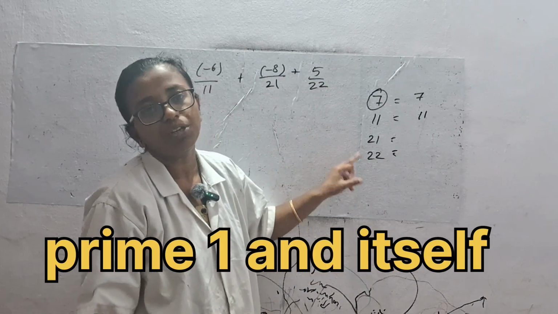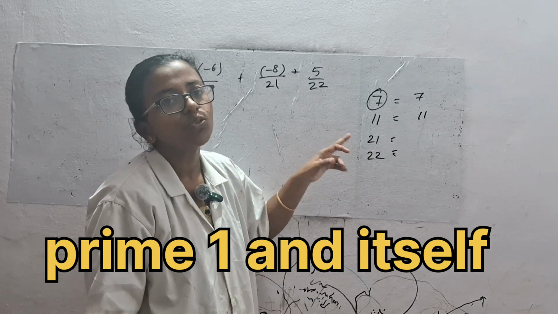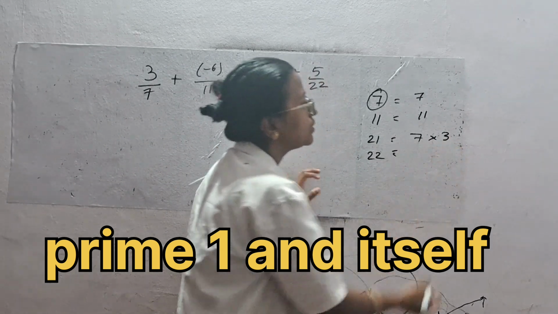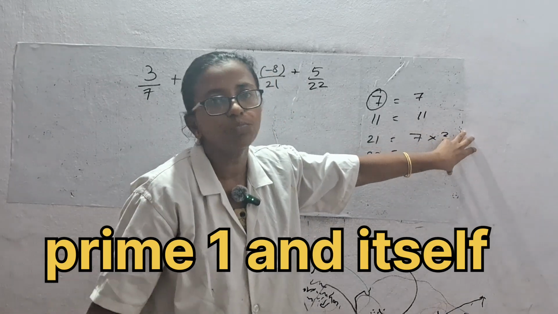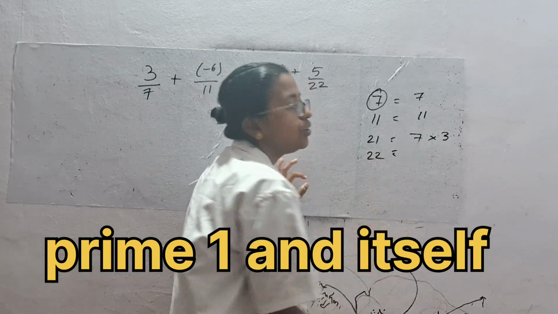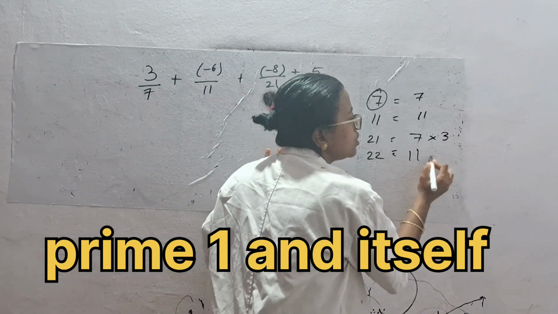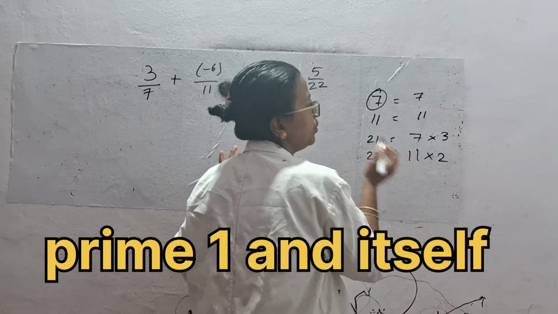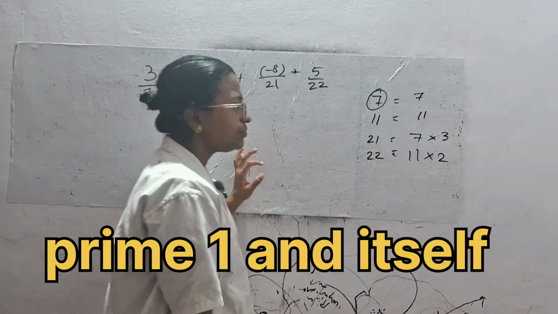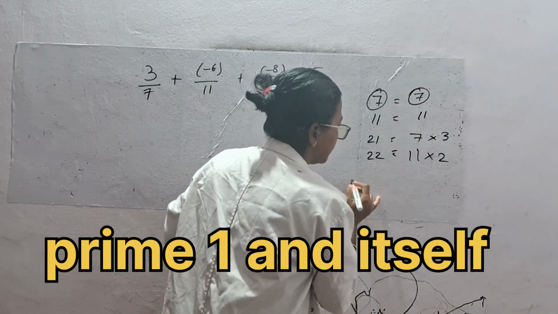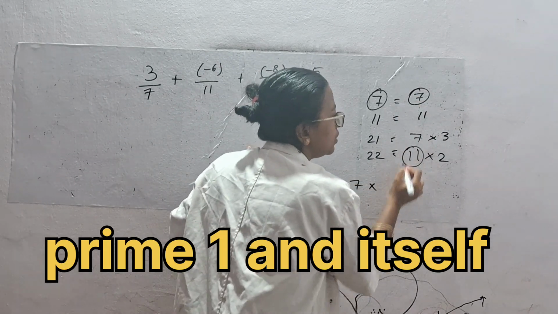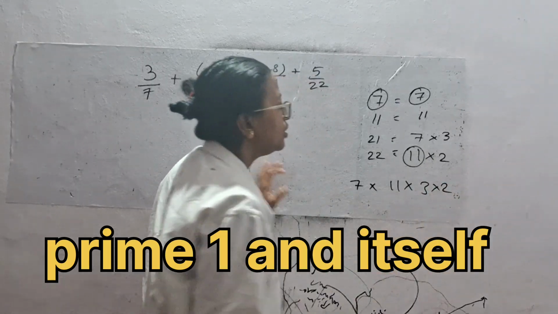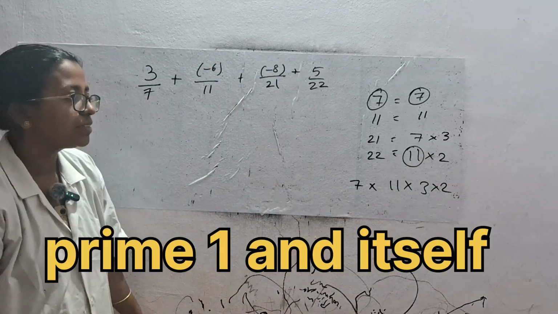So 21. 21 is divided by 7, so we can write it as 7 times 3 is 21. 7 is also prime, 3 is also prime, no problem. 22 is 11 times 2. 11 is also prime, 2 is also prime. So no problem. So we have to write the list: 7, 11, 3 into 2.